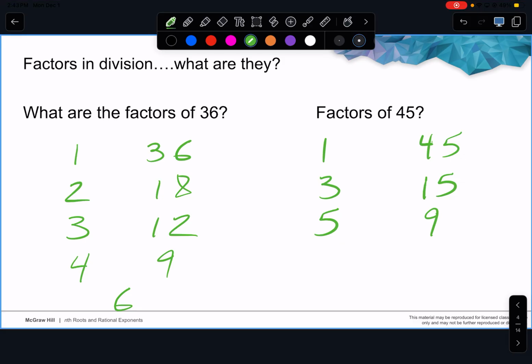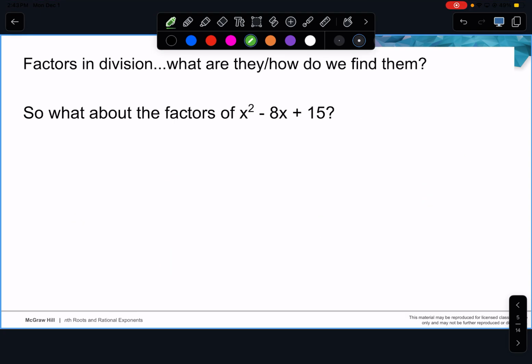All right. Ella, what are the factors of 42? 6 and 7.